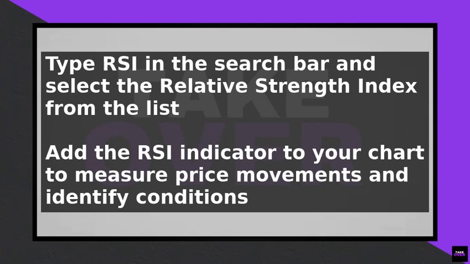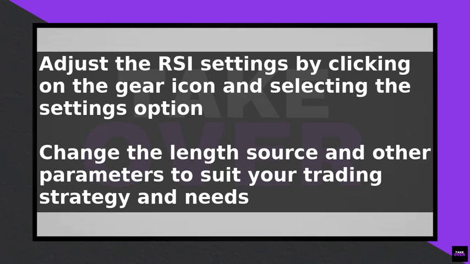length being less sensitive. To adjust the settings, click on the gear icon next to the RSI indicator and select the Settings option. In the Settings window, you can change the length, source, and other parameters. The source refers to the price data used to calculate the RSI, with options including close, open, high, and low.